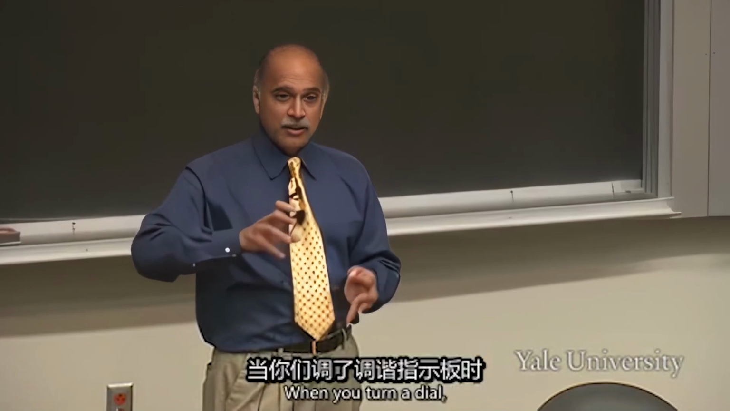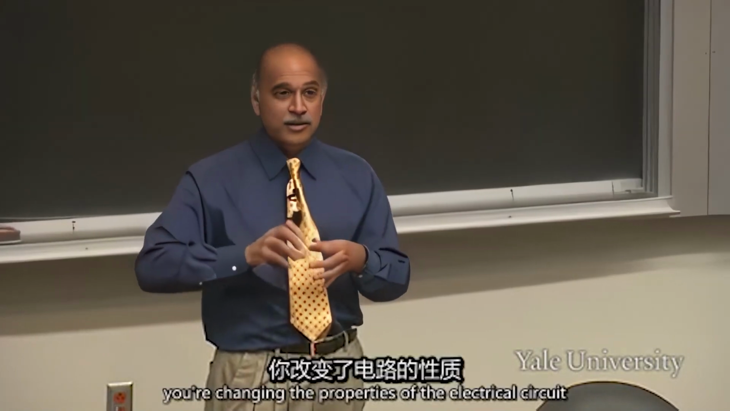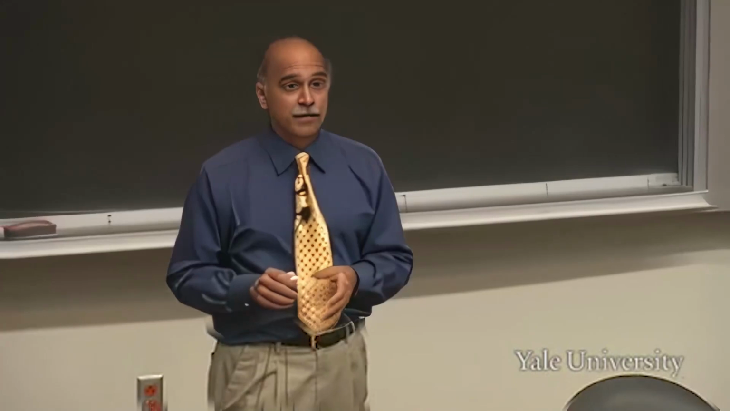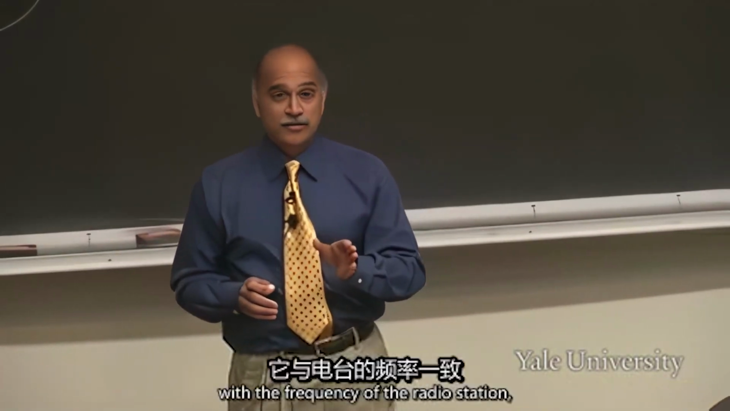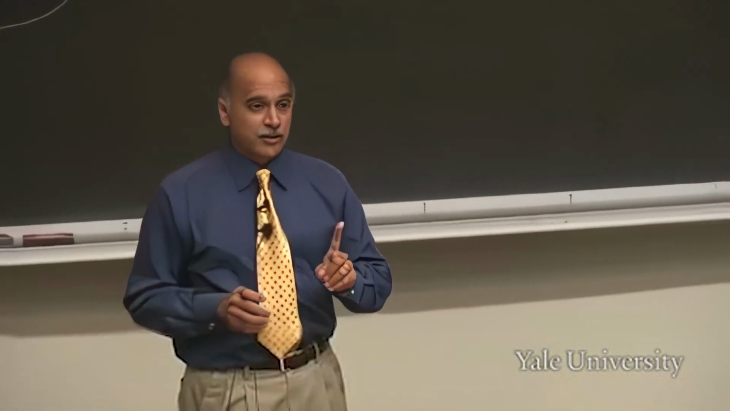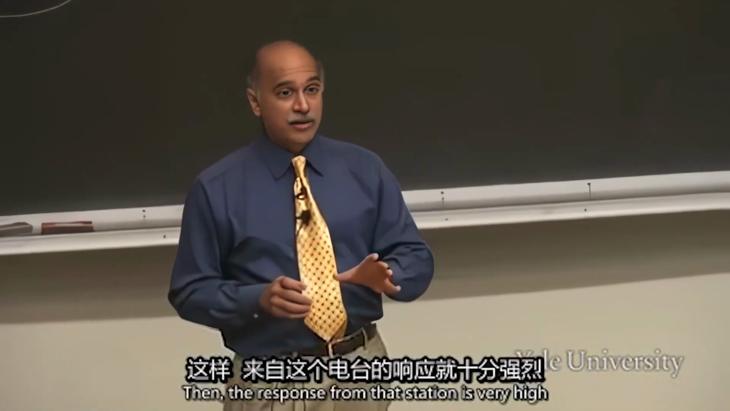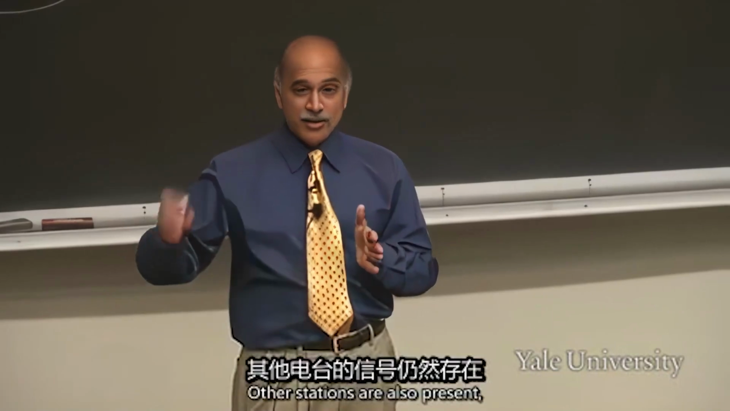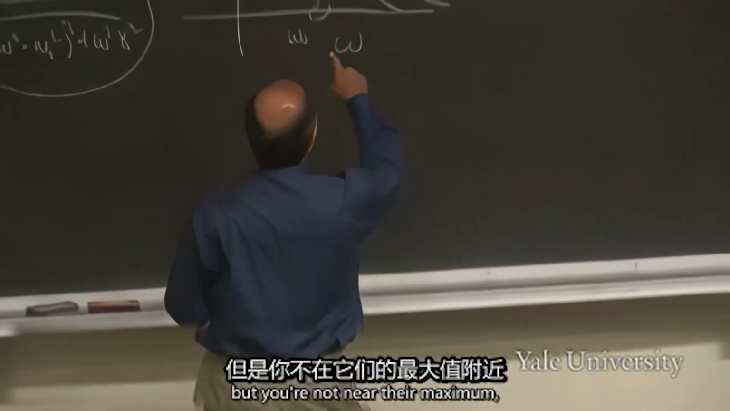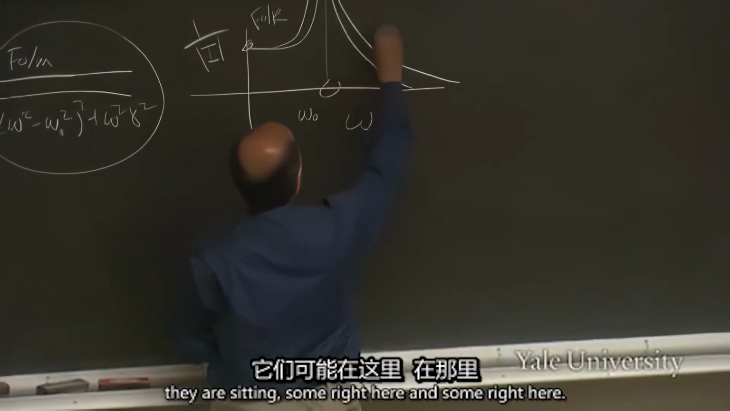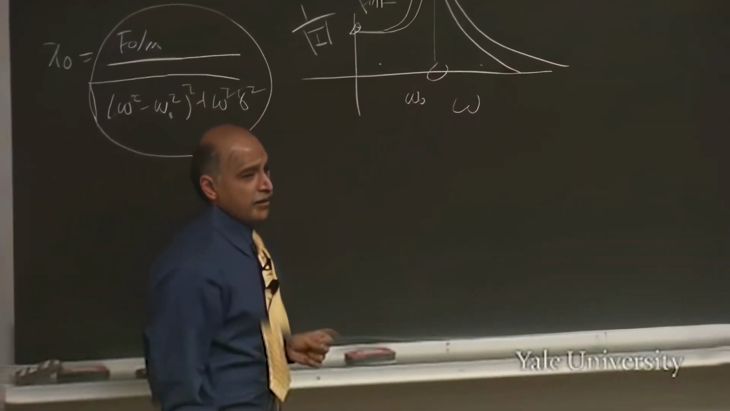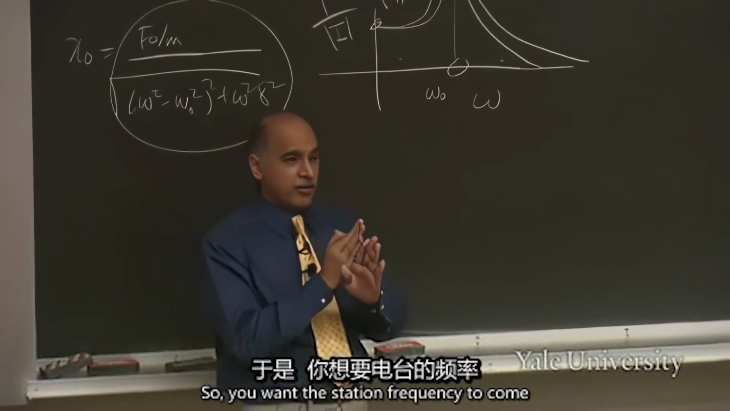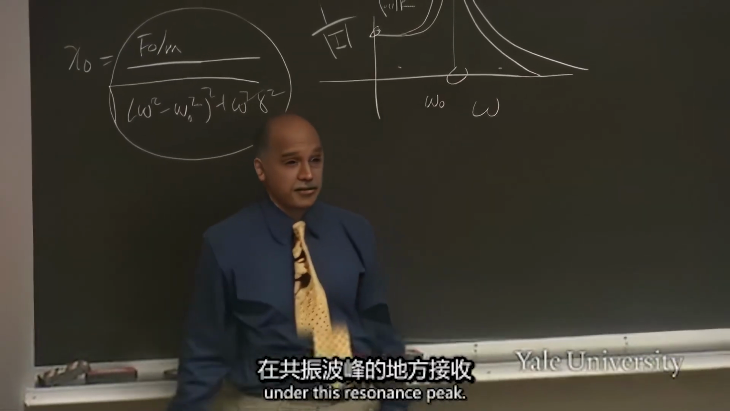When you turn a dial, you're changing the properties of the electrical circuit and changing its natural frequency. You move the natural frequency till it lines up with the frequency of the radio station, with one particular station. Then the response from that station is very high, and that's the sound you hear. Other stations are also present, but you are not near their maximum. They are sitting somewhere here and somewhere here. So you want the station frequency to come under this resonance peak.